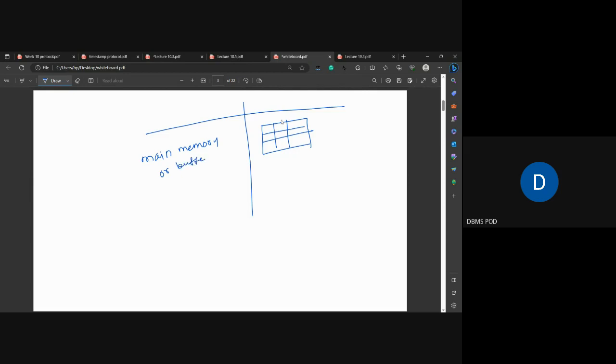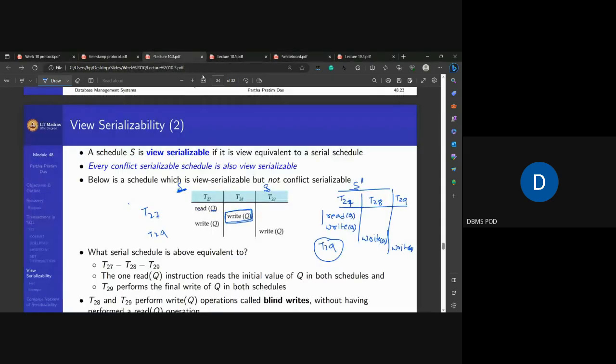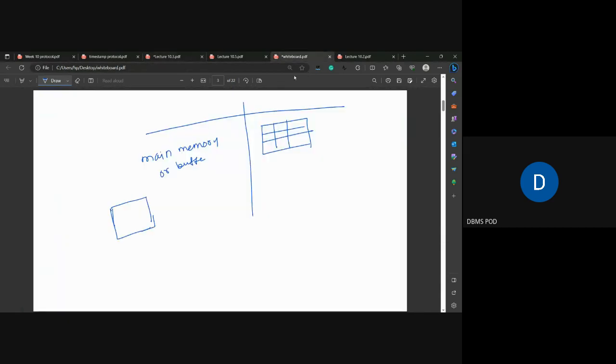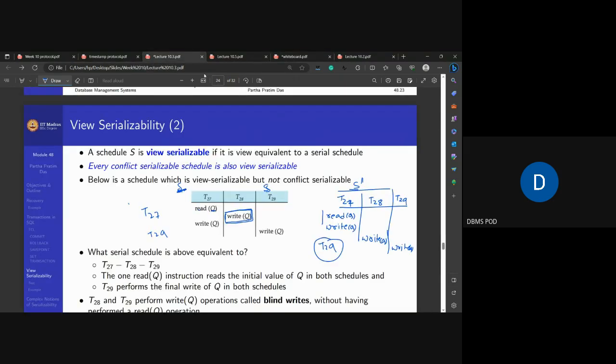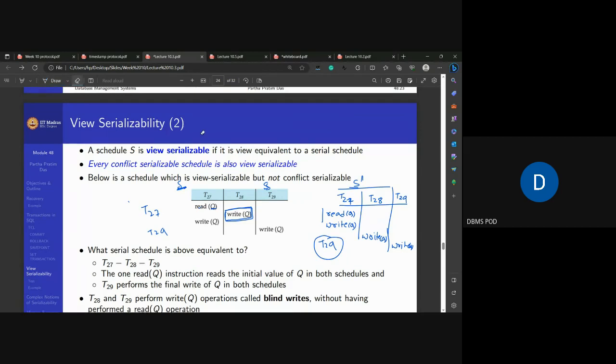So every transaction maintains its own buffer, or there is one common buffer, right? We can see that when T28 writes first, suppose it directly writes, like Q equals Q plus 50. Okay, one minute, let me take a screenshot. That will be better.